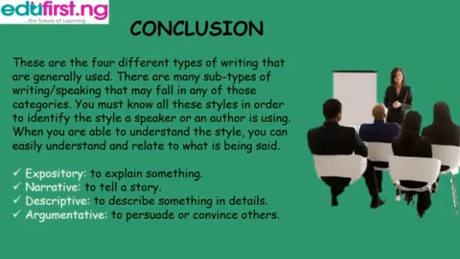Conclusion. Now, these are the 4 different types of writing that are generally used. There are many subtypes of writing or speaking that may fall in any of these categories. You must know all these styles in order to identify the style a speaker or an author is using. When you're able to understand the style, you can easily understand and relate to what is being said. A summary of it all is that expository is to explain something, narrative is to tell a story, descriptive is to describe something in detail, argumentative is to persuade or convince others. I believe with this short lesson, you've been able to know the style of speaking and writing.